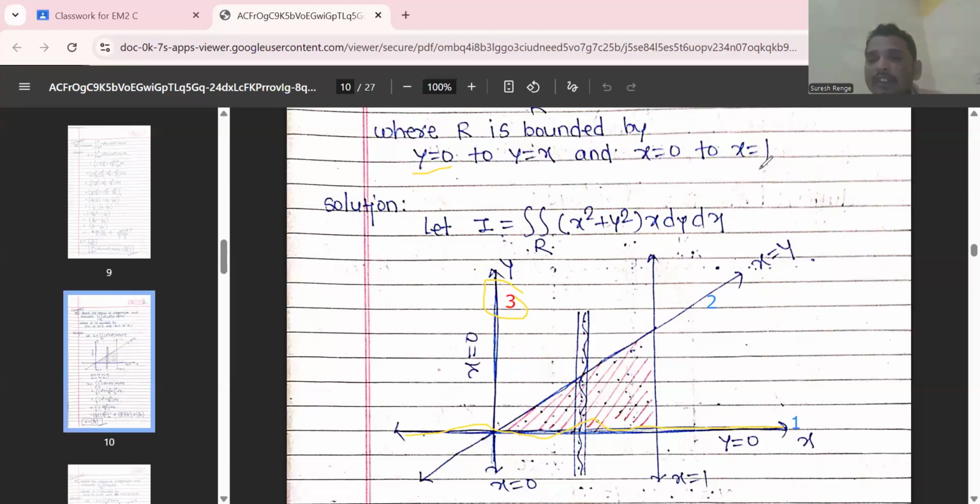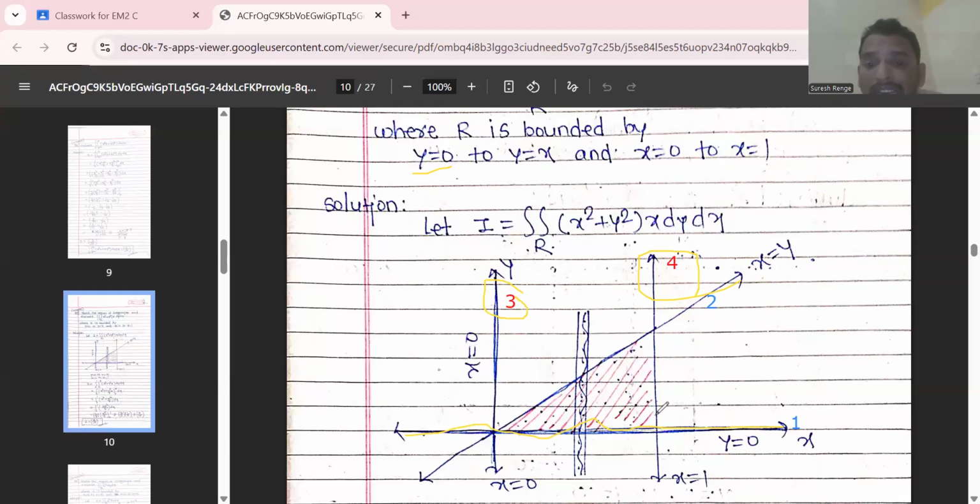Now, the upper limit for x is equal to 1. Draw the line parallel to the y-axis and passing through x is equal to 1. This is the line, line number 4, which is the upper limit for x. Now, whatever the regions are, we draw them, and the sketch is completed.